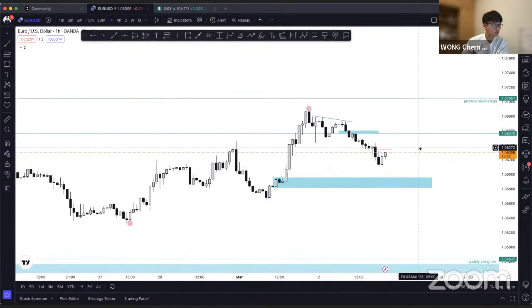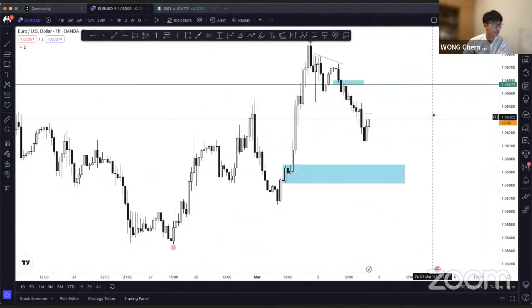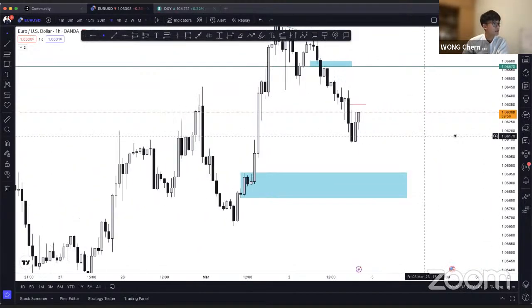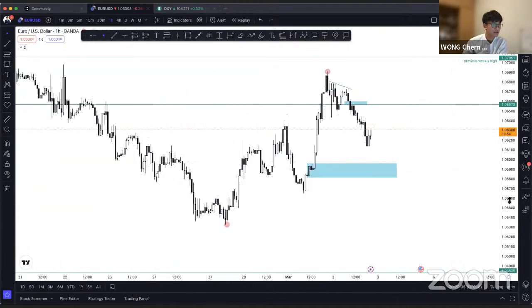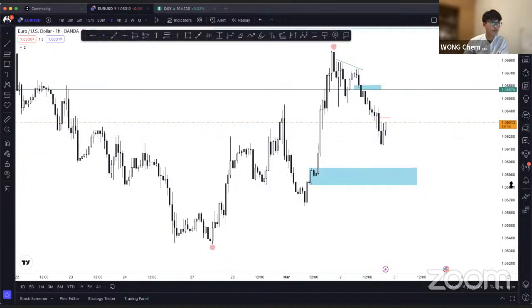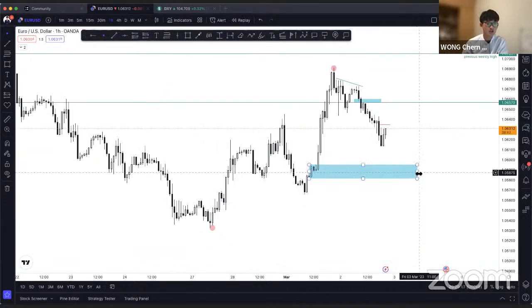If we go down to the 1 hour time frame, we can really clearly see that this specific key demand zone that led to a bullish price movement to the upside will be an area that we'll be taking note of.